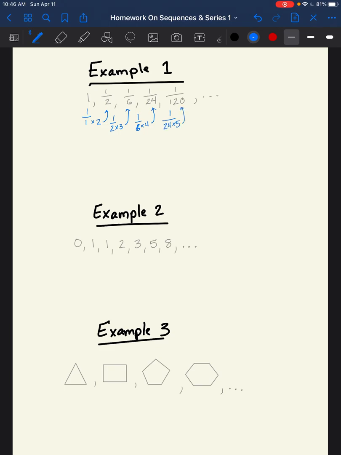So what I'm doing is taking the previous item in the list and multiplying the denominator by the next biggest number. So the next one that I would do is take 1 over 120 and multiply it by 6. That should give me my next term in the list, which would be 1 over 720. All right, so notice in this case, it is following a nice big pattern. It is involving multiplication, so that's kind of nice.